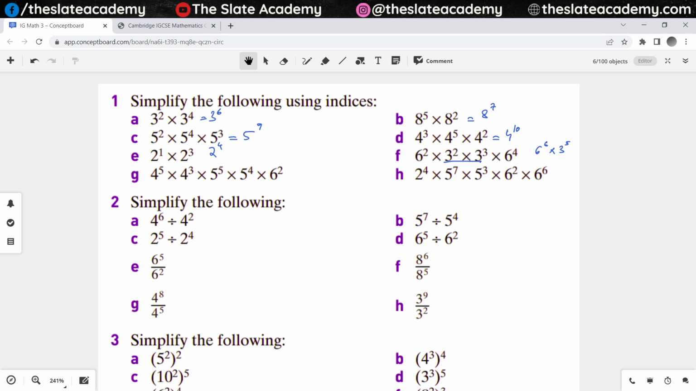Okay, so over here the bases are 4, 5, and 6. So for 4 base, power would be 5 plus 3, 8. For 5 base, power would be 5 plus 4, 9. 5 to the power 9. And 6 squared will stay 6 squared.